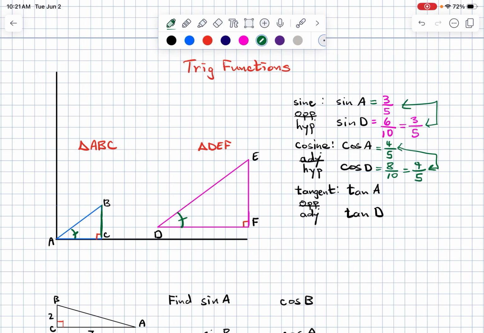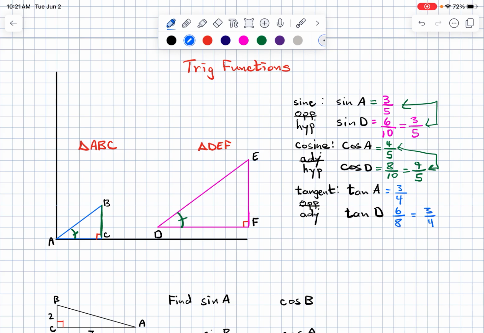Now, let's look at tangent. Now, here is what I was thinking about earlier. Not opposite over hypotenuse, but opposite over adjacent. So I take the opposite side, 3, over the adjacent, 4. So this is going to be 3 over 4. See? 3 over 4. Tangent of D is going to be the same thing. Well, let me write it out. You're going to have 6 over 8, which is 3 over 4.